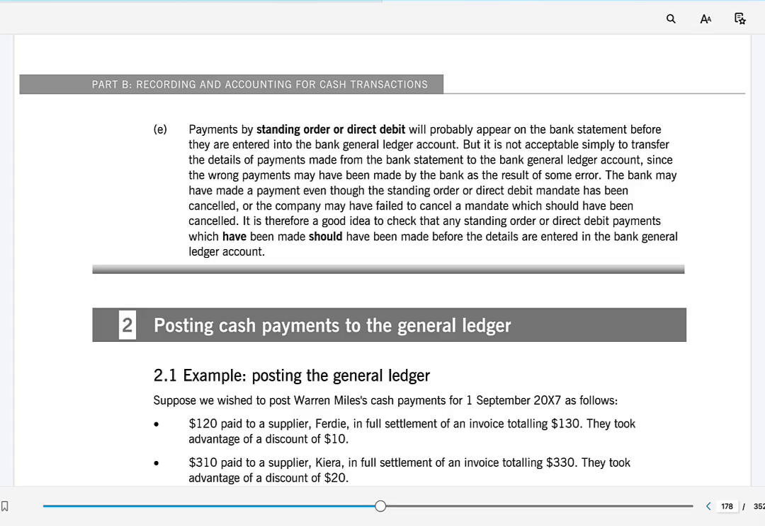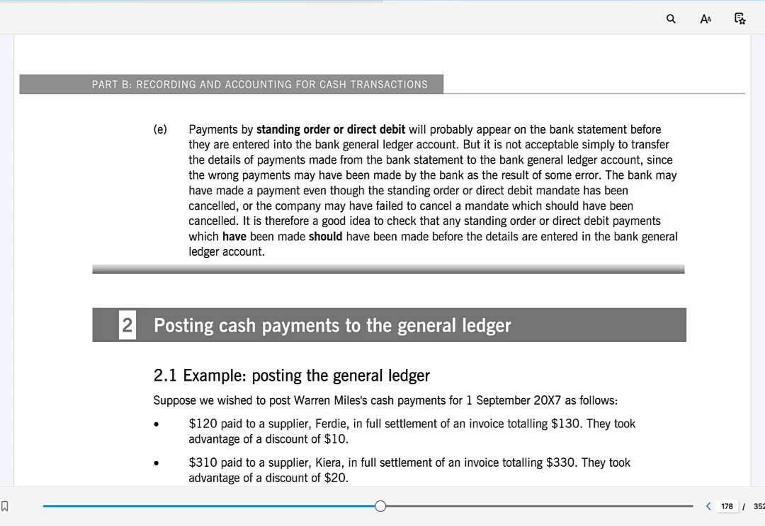Now, the procedure says two major things. First, the business must keep a file of authorized payments. This file includes all standing orders. This file includes all direct debits. Authorized means approved properly. Second, when a payment appears on the bank statement, the business must check it. They must check that it matches the authorized file. Only after checking should they record it in the bank general ledger.